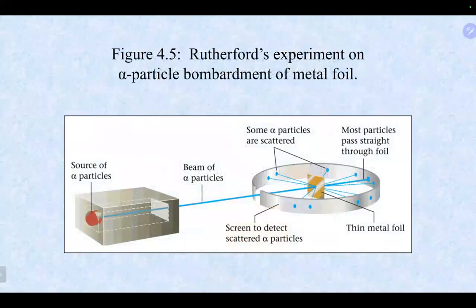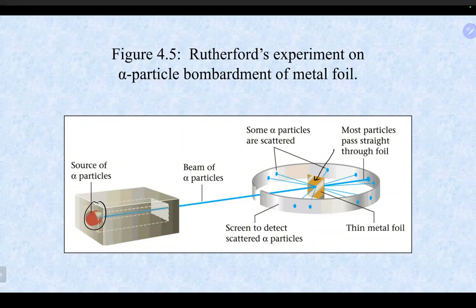Here's a setup of Rutherford's experiment. We have a source of alpha particles over here. It's shooting at our gold foil, which is made of atoms, and the little screen there is a detection screen.